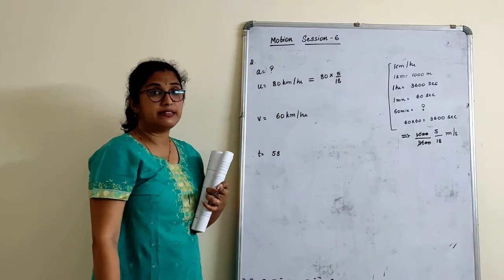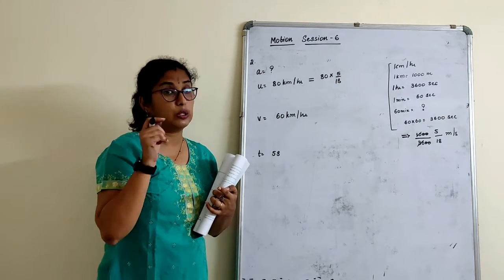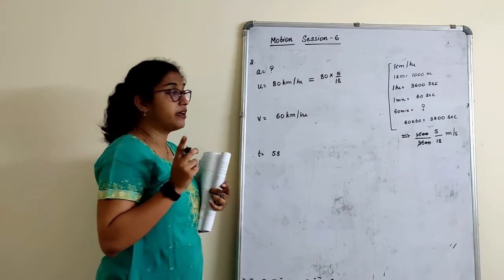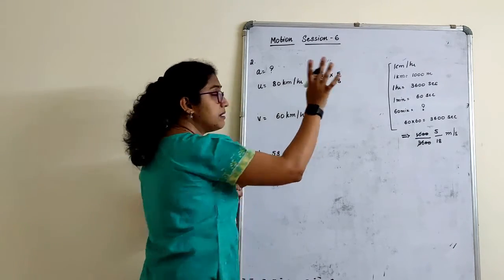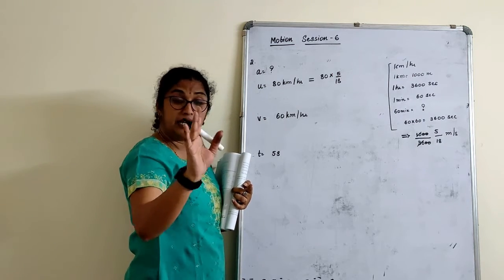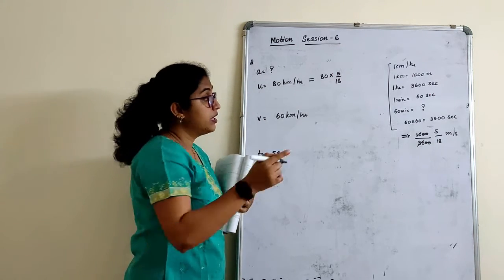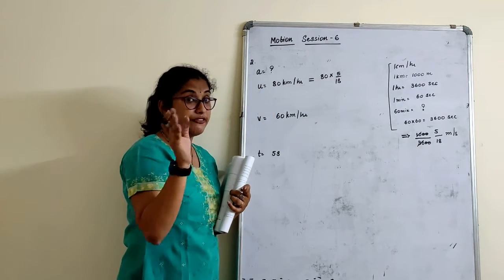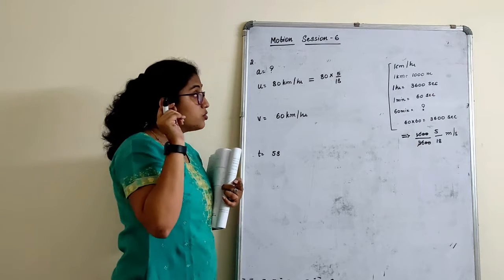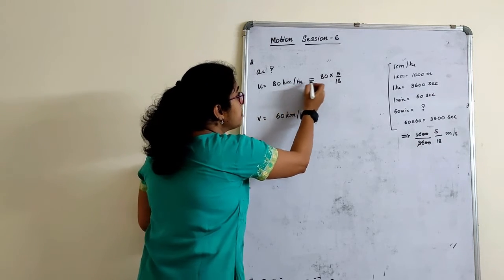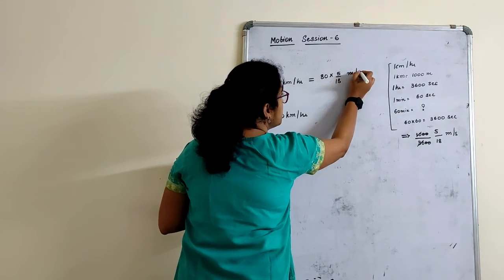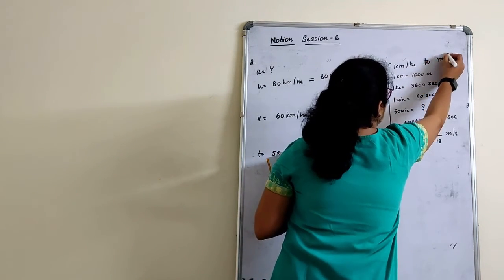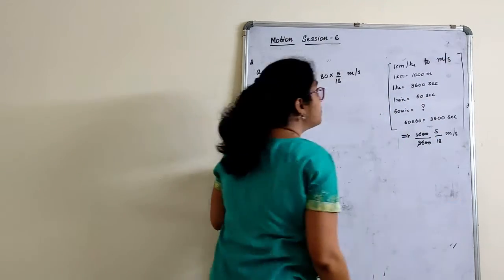Remember this 5 by 18. Nobody will give you wrong. It's a known formula. Directly, kilometer per hour can be converted to meters per second just by multiplying by 5 by 18. And this is not vice versa, children. If you want to convert meters per second to kilometer per hour, don't multiply by 18 by 5. It will not work out. This is only to convert kilometer per hour to meters per second.